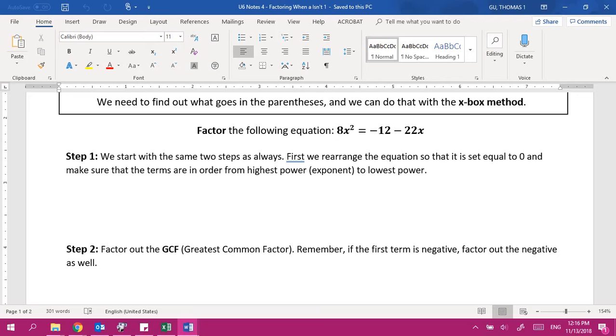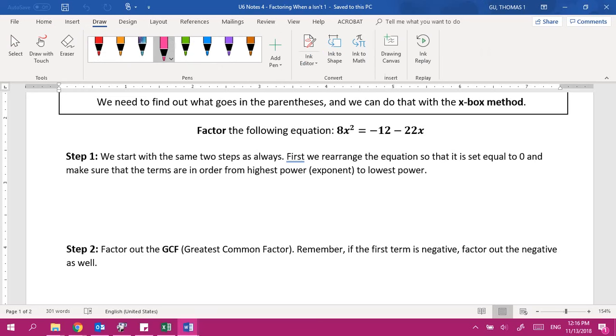So what can we do? What should we do? Okay, we could subtract the 8x squared, but that would make it negative, right? And we don't want to deal with negatives, so what's another way we could do it? Add 22x to both sides, right? And what else would we also have to add? The 12. So when we add the 22x and we add the 12 to both sides, what's my new equation then? 8x squared plus 22x plus 12. That's right. Equals 0. That was the point.